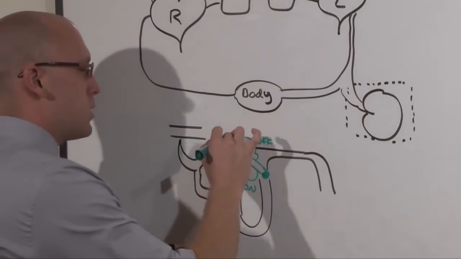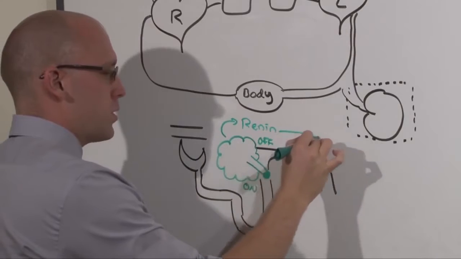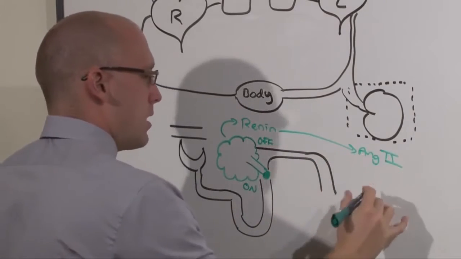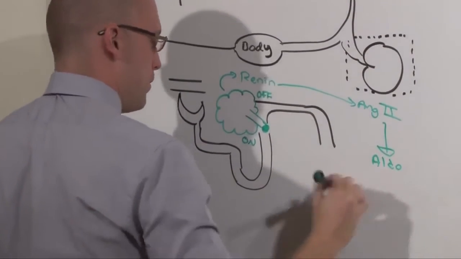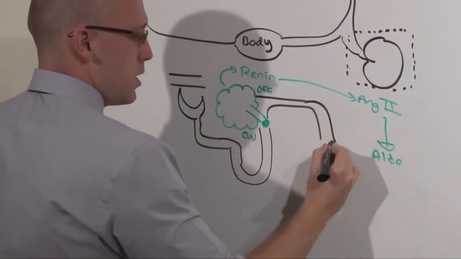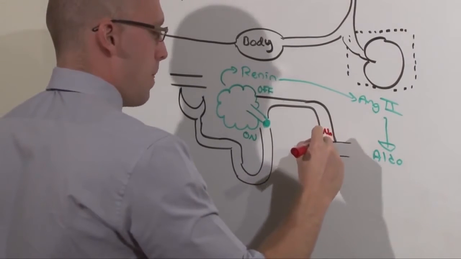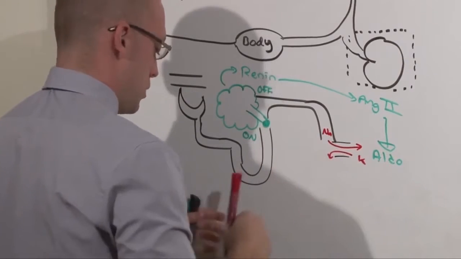The JG apparatus makes renin, which turns on Ang2. And Ang2 then makes aldosterone. Aldo's responsibility is to absorb sodium from the urine back into the body. It loses K as a consequence.